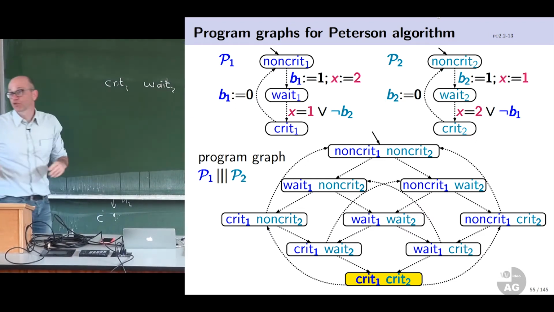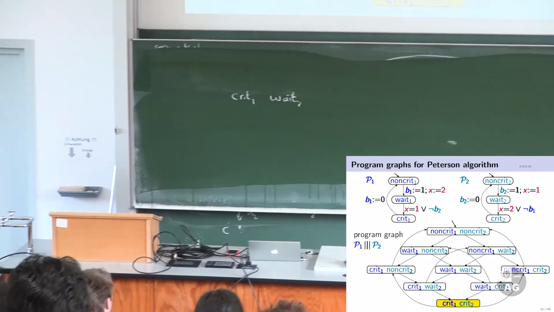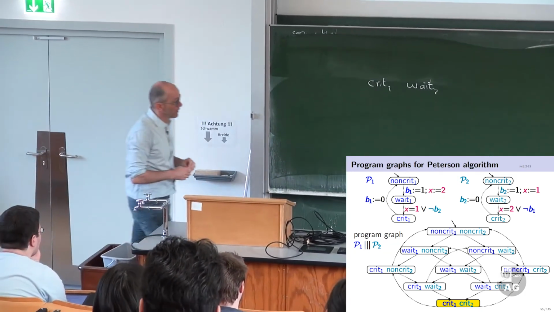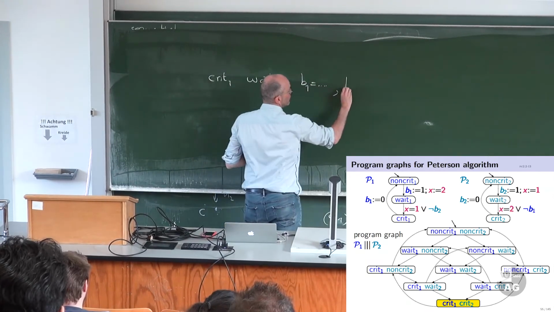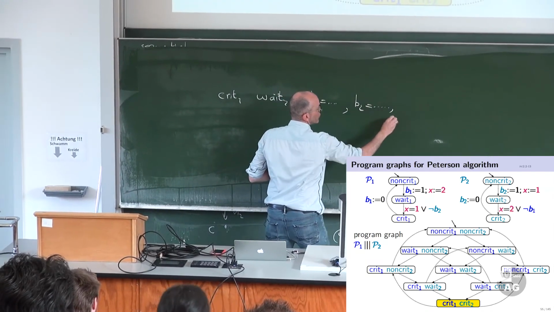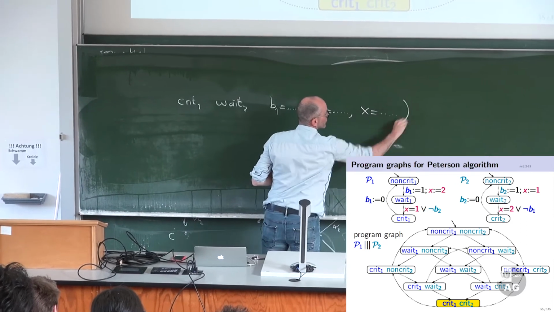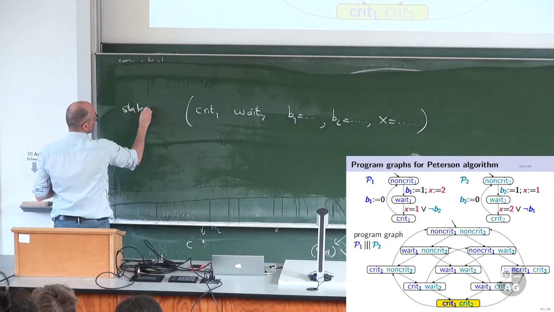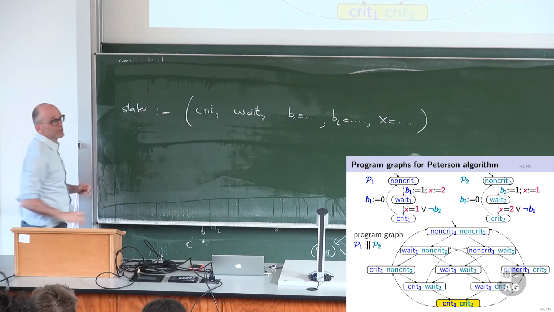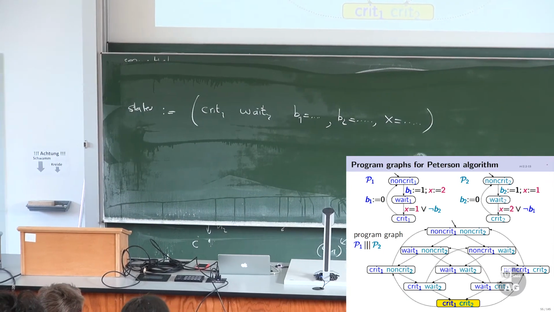What else do we have to store? Well, we have to store the values of all the variables. Which variables do we have? Well, we have a value for B1. So this has some value. B2 has a certain value. And X has a certain value, right? So states are actually quintuples. They have 5 different components, okay?